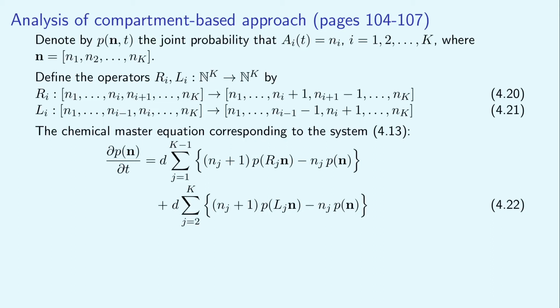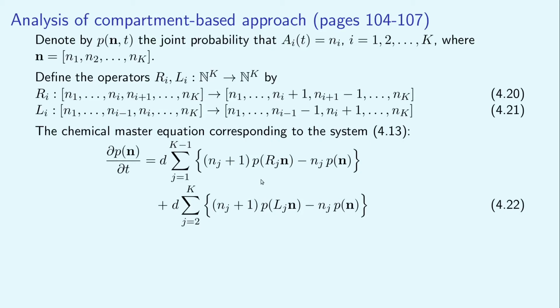To formulate the chemical master equation, we define two operators. R_i corresponds to the jump to the right from the ith compartment. That is, if the system is in this state and the jump to the right happens, then the system ends up with bold N molecules in compartments. In a similar way, L_i corresponds to the jump to the left from the ith compartment. With this notation, it is easier to write down the chemical master equation for our diffusion process.